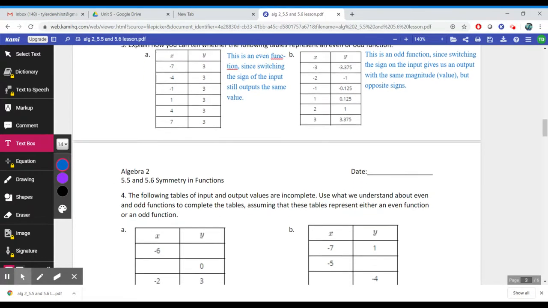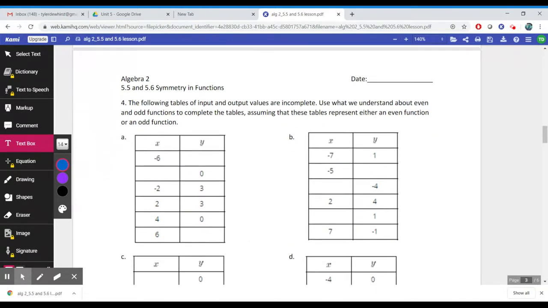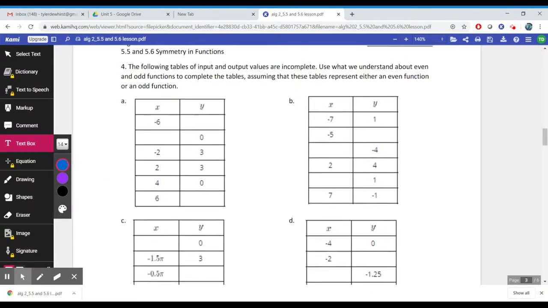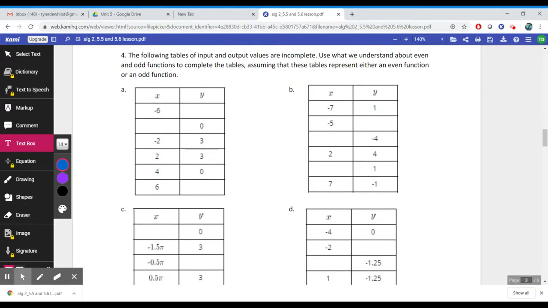So next, we're going to be continuing with looking at these tables, but here we have some incomplete tables. It wants us to first guess as to whether the function will be even or odd, not necessarily guess, find out according to the definition. And then once we know whether each function is even or odd, complete the tables.